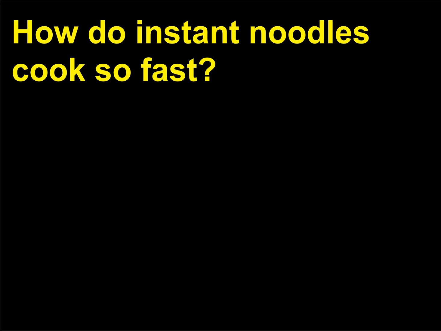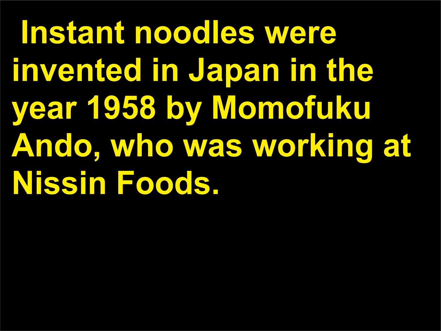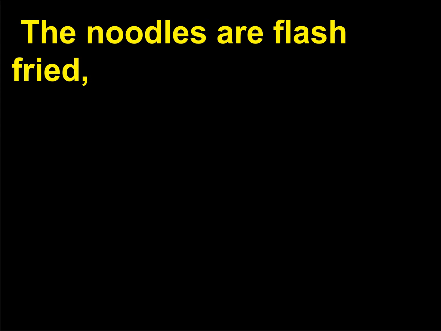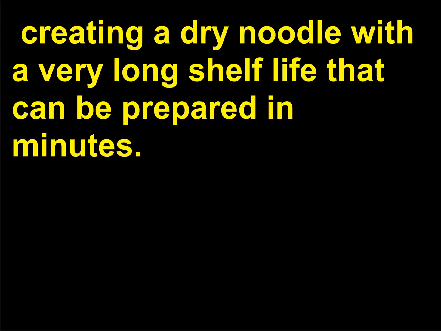How do instant noodles cook so fast? Because they're already cooked. Instant noodles were invented in Japan in the year 1958 by Momofuku Ando, who was working at Nissin Foods. The noodles are flash fried, creating a dry noodle with a very long shelf life that can be prepared in minutes.